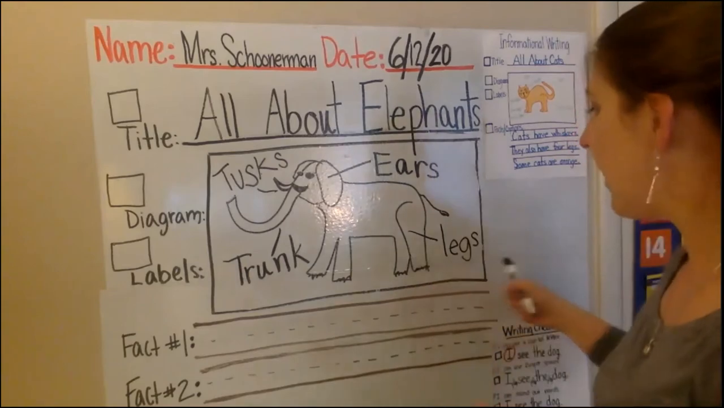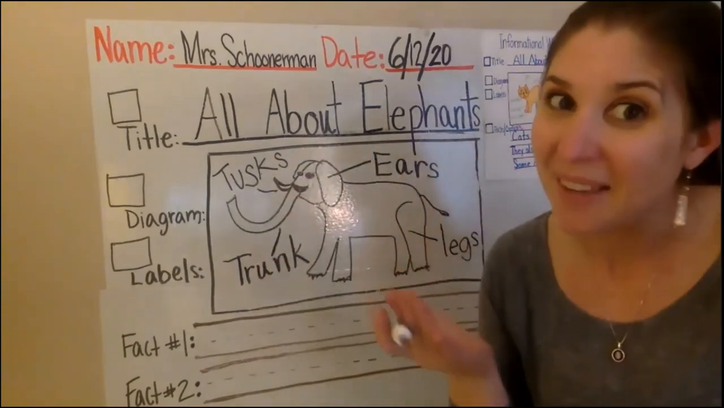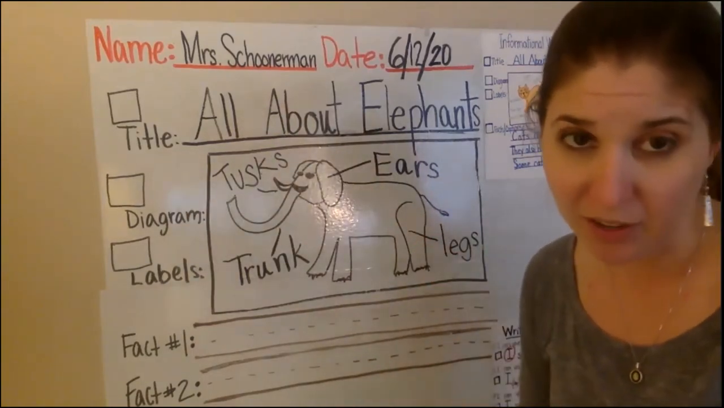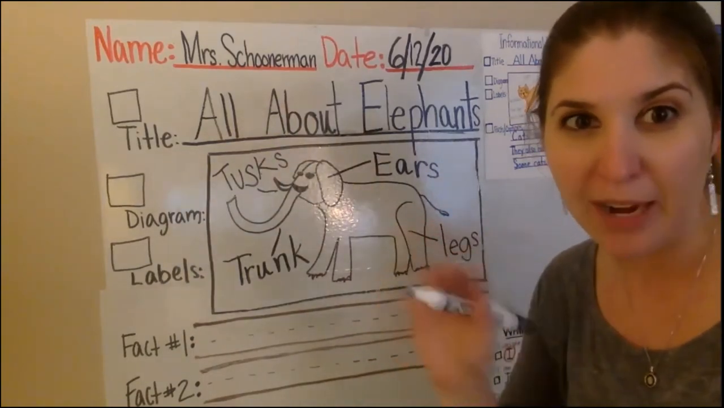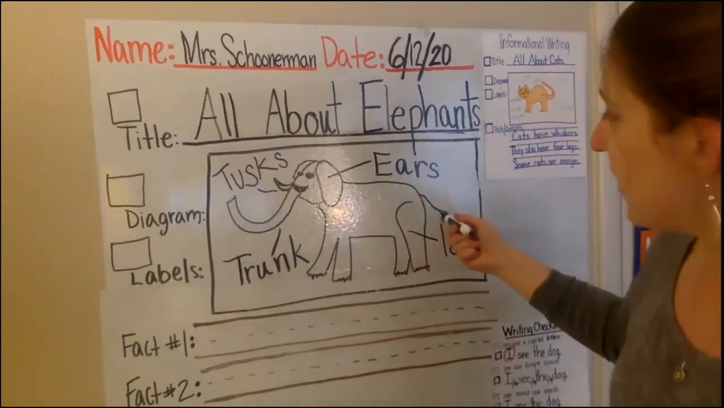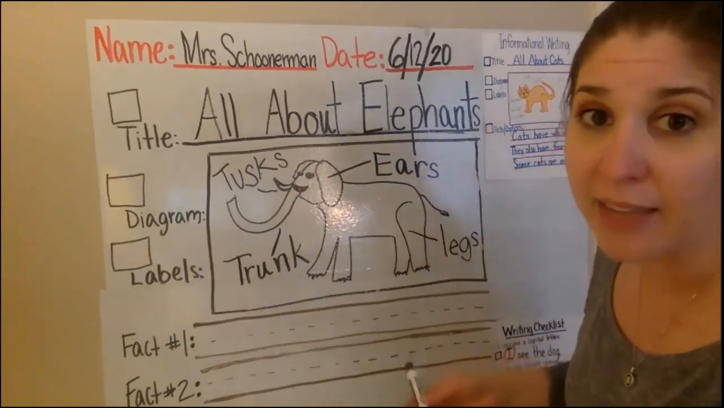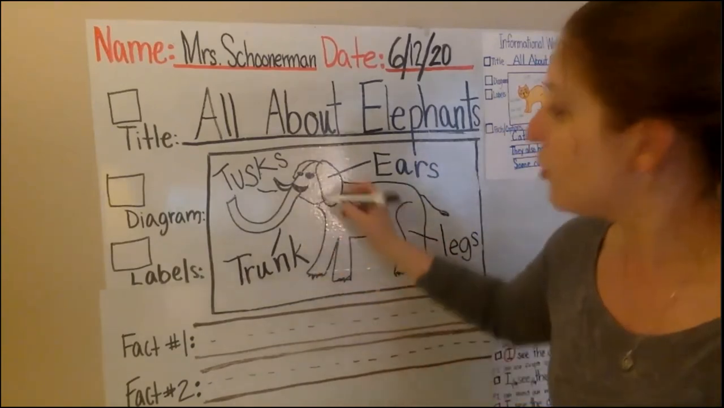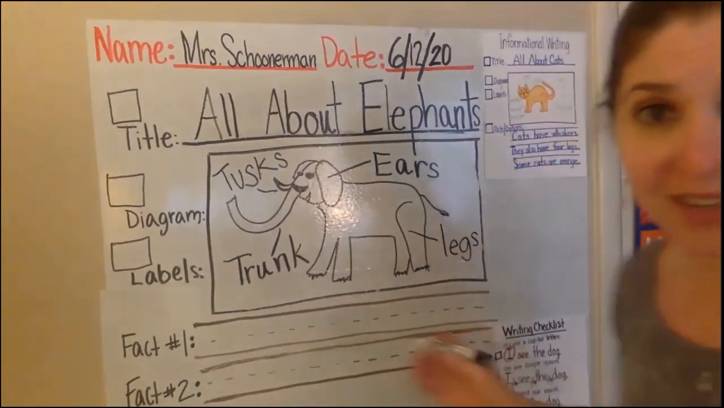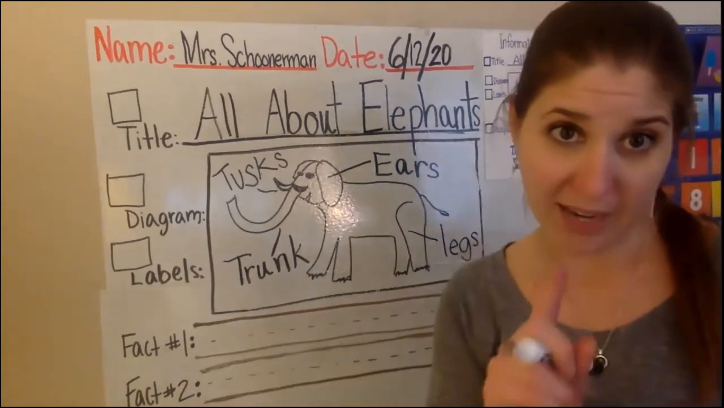L-E-G-S. Legs. All right, remember, you can add more labels when the video is all done. Try to think of three more body parts that you can label on your elephant. Maybe you'll choose to add your label for the tail. Maybe you'll choose to add a label for the body. Maybe you'll choose to add a label for its mouth, for the eyes. It's up to you. But now we're going to move on to writing our one fact together.